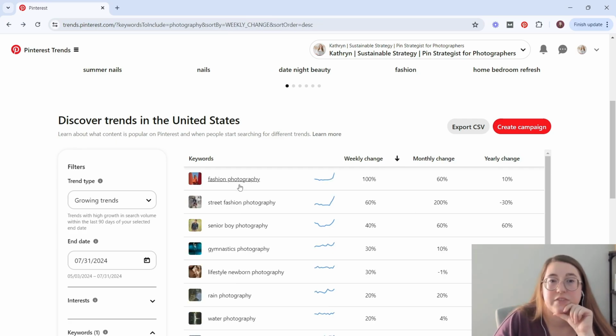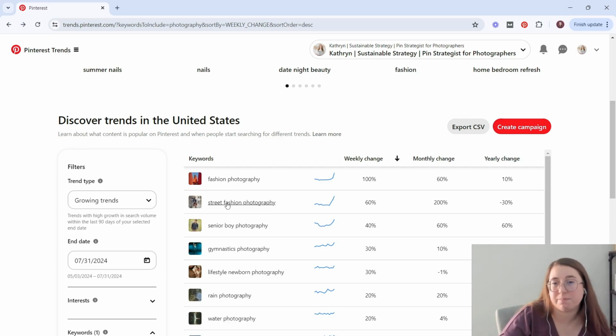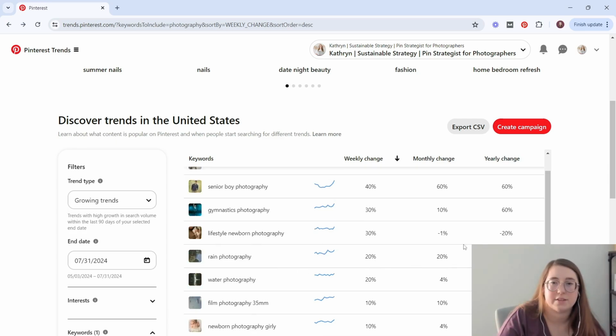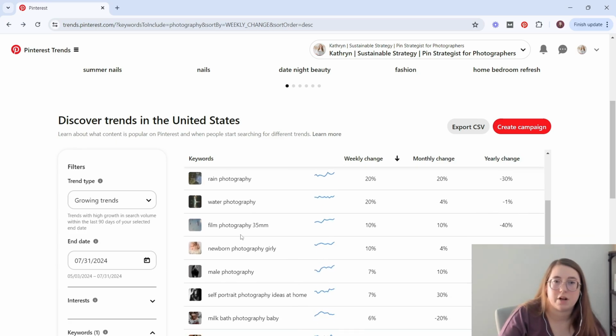So weekly change, fashion photography is becoming more popular. You can see the first two are fashion photography and street fashion photography. But one thing about street fashion photography is that it was actually ranking better last year than it is this year. With these numbers so high, it is one I would prioritize if I was a fashion photographer. But with this being a negative number, I don't include it in my list. And again, I'm looking for one that has all positive numbers. If you're a newborn or family photographer, this is a good one to rank for.